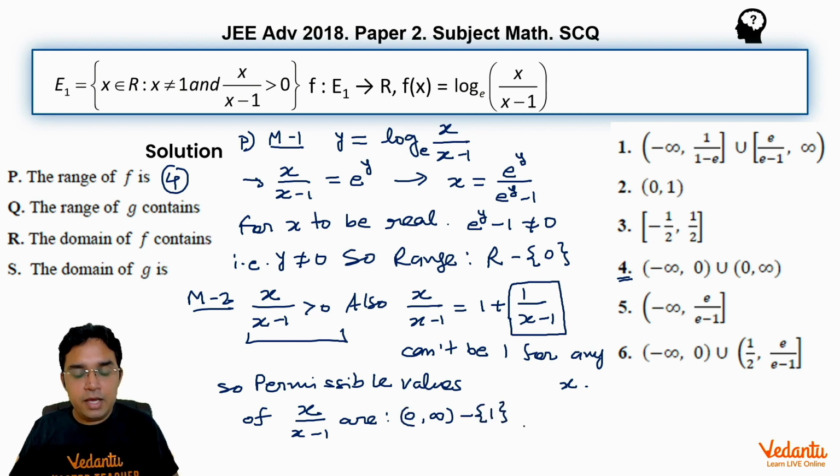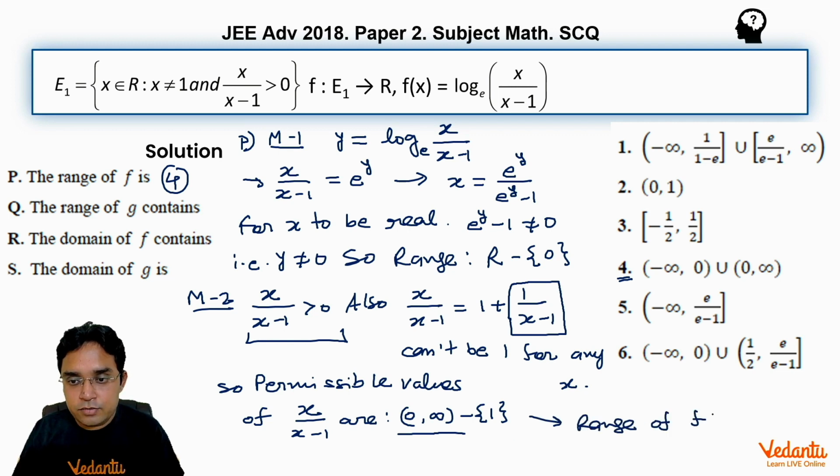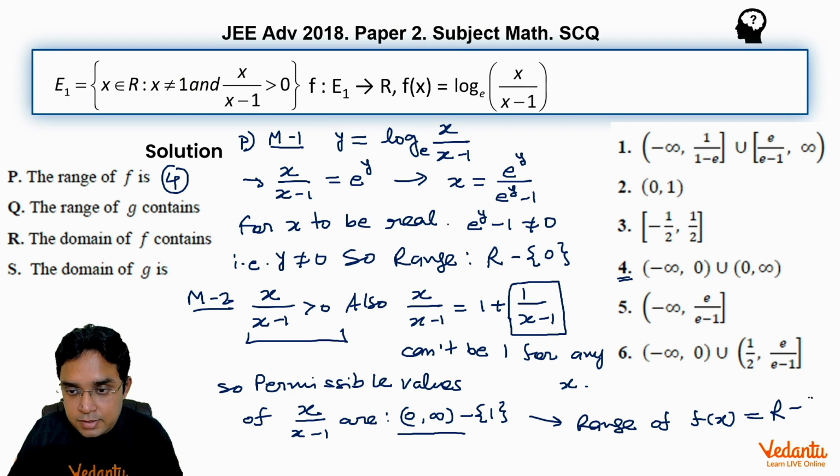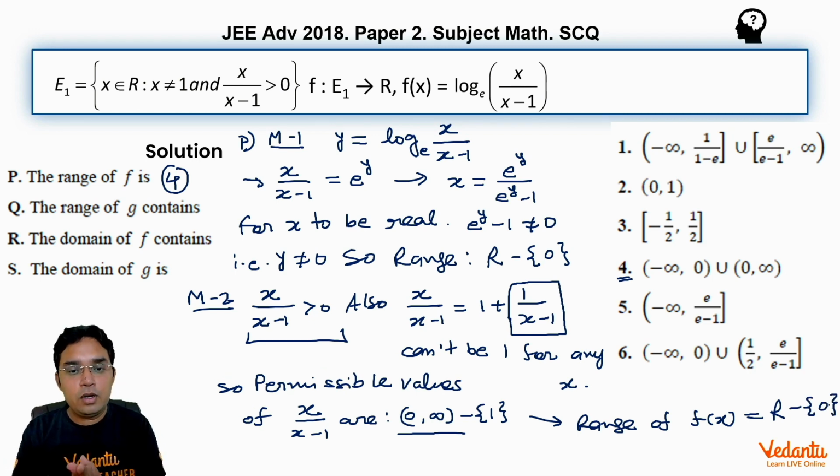Okay, now I think we can write the range directly, and to do so we should understand that the log function has natural domain 0 to infinity, for which its range is all real numbers. And here for this x upon x minus 1, permissible values are also 0 to infinity but except 1. Hence we can say that the range of f(x) will again be all real numbers only, but except the value corresponding to 1. So hence except 0. Okay, so that is the answer for this P part.